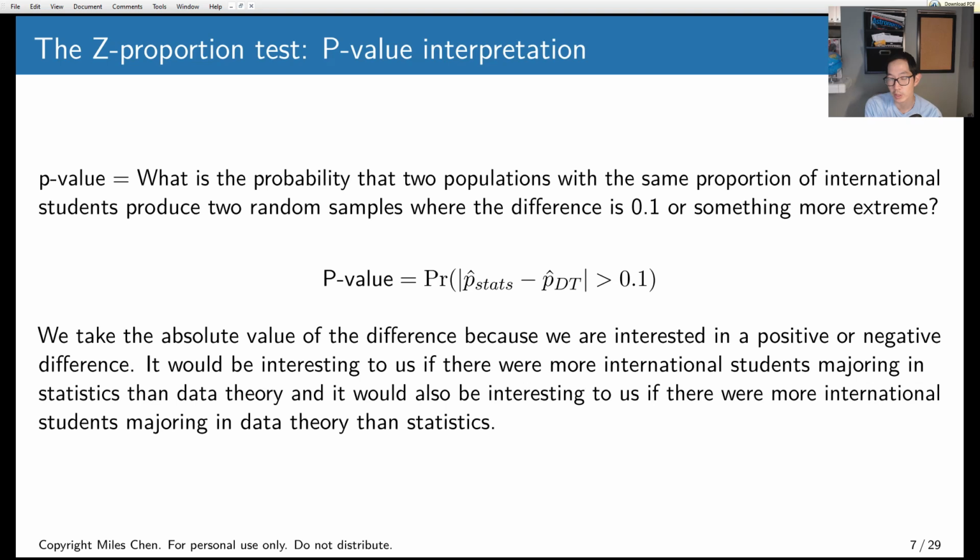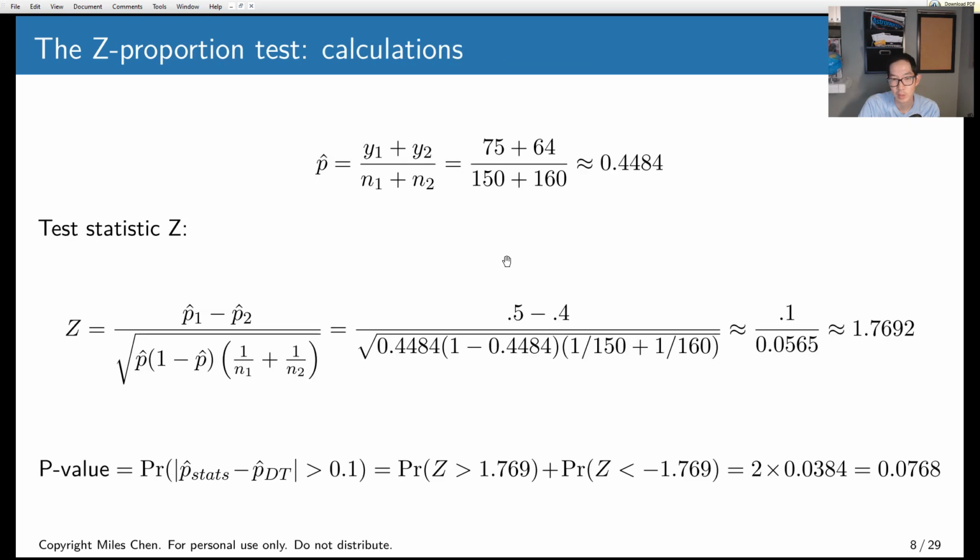It would be interesting to us if the population showed that the proportion of international students in stats is greater than the proportion of international students in data theory. It would also be interesting to us if the proportion in data theory was greater than that in stats. Okay, so either of those differences would be interesting. So we would go for both a positive or a negative. And so here, to get both the positive and negative sides, we do the absolute value. Is the absolute value greater than 10%? So this is how you would go about doing the math.